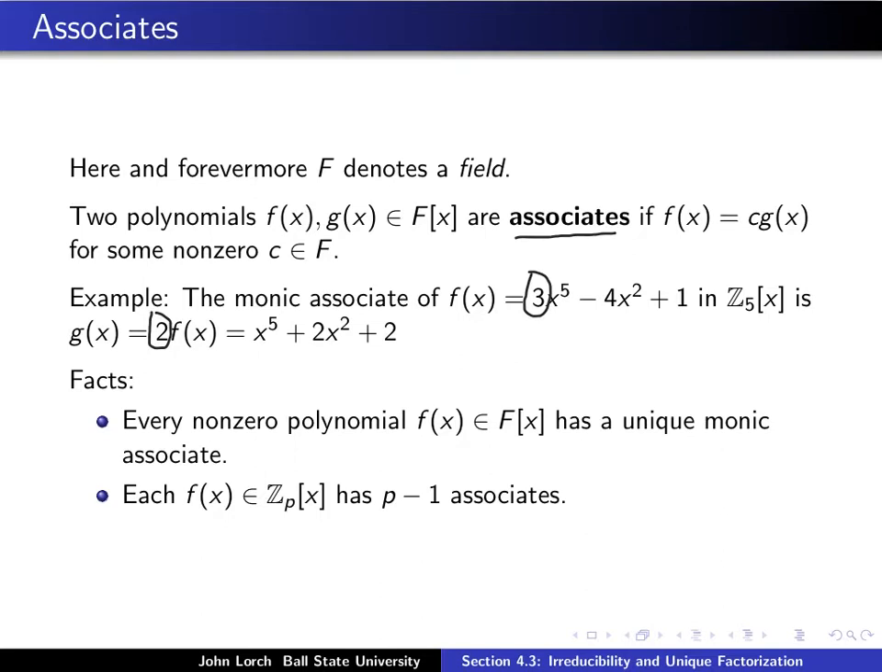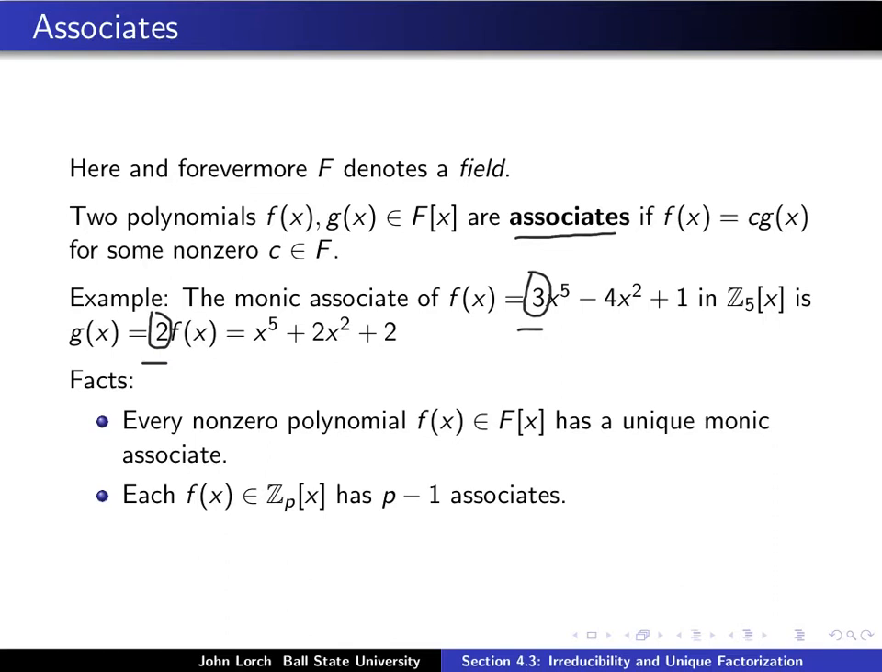A couple of facts about associates. The first is that every non-zero polynomial in our polynomial ring has a unique monic associate. We can obtain that unique monic associate just by multiplying f by the multiplicative inverse of its leading coefficient, just like we did in the previous example. Here, little f of x has a leading coefficient of 3, and we just multiplied f of x by 2, which is the multiplicative inverse of 3 in Z5.